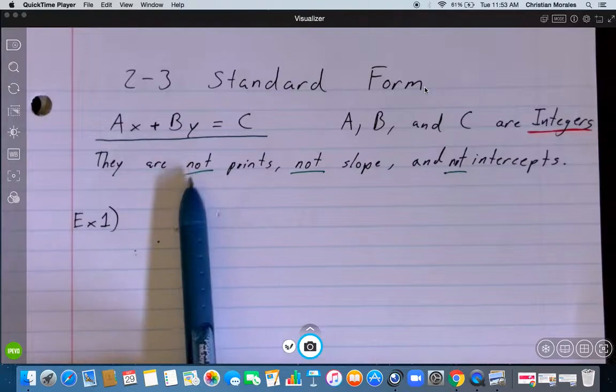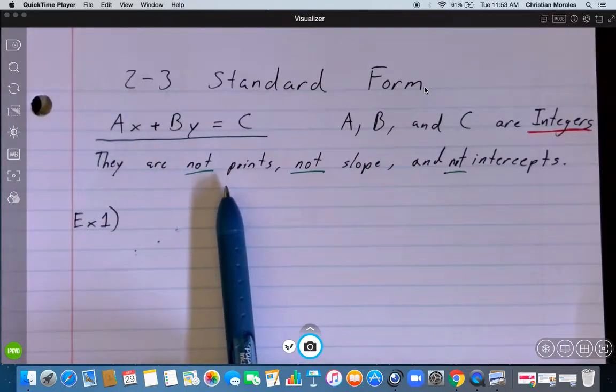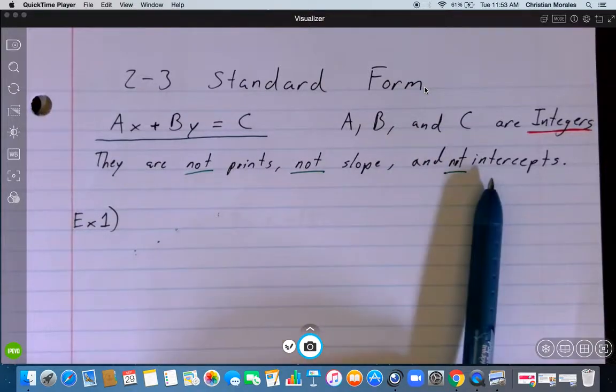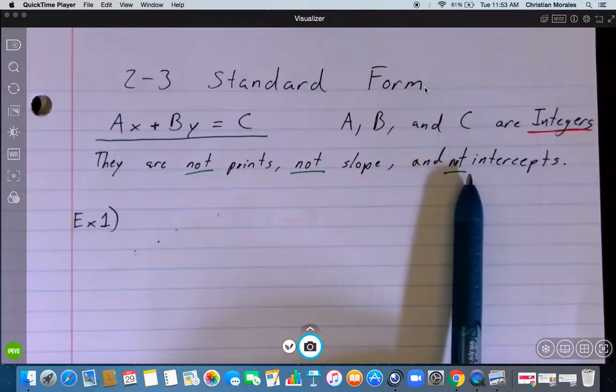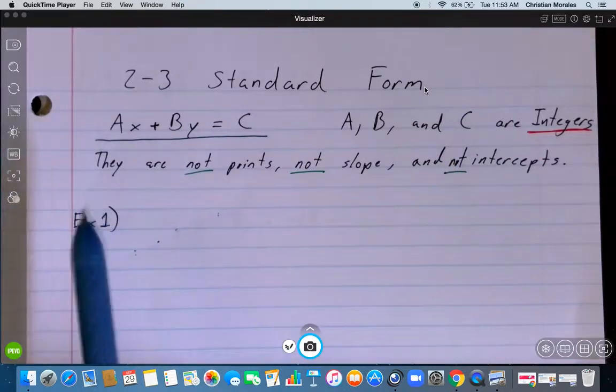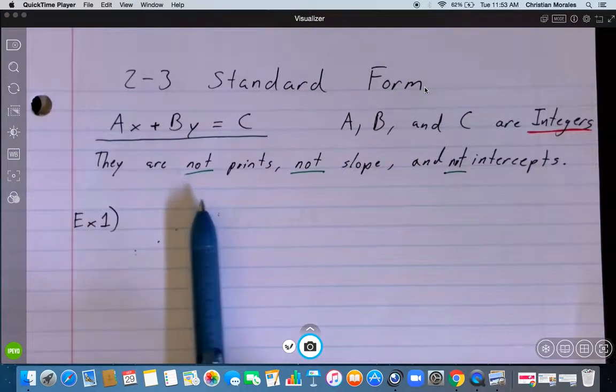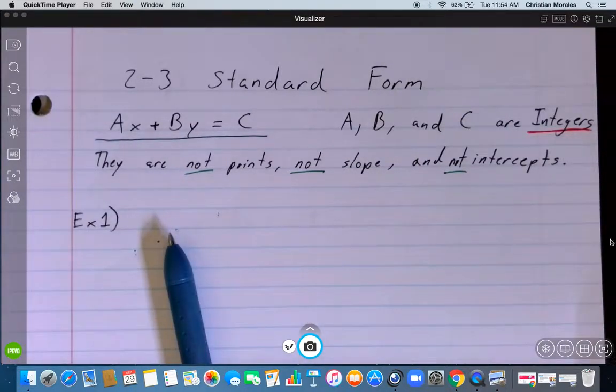What does that mean for you in graphing? These are not points. Don't write them as points. This is not a slope. There is no rise over run. This is not intercepts. These are not the points where it crosses the axes. So this is special. For a linear equation, this is different from slope intercept and point slope. Okay, so you need to be aware of that.